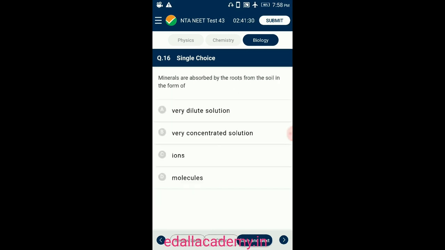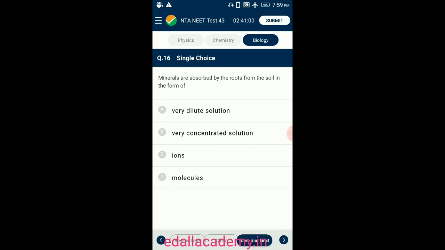Question number 16. Minerals are absorbed by the roots from the soil in the form of. Plant roots absorb minerals from the soil solution. In the soil, the minerals are present in two forms, bound and solution form. Those minerals existing as positively charged ions are adsorbed on clay particles, because clay particles are negatively charged. Ions are absorbed from the soil by both passive and active transport.